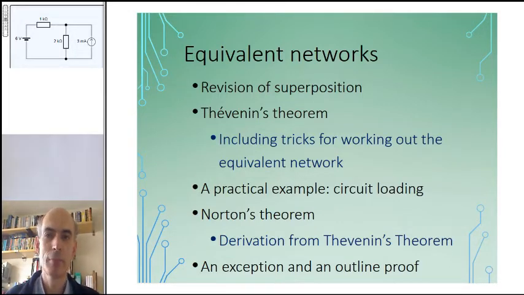Then, as well as doing a few examples, we'll look at some exceptions when equivalent networks don't exist, some simple cases where they do exist where you might not think they do, and an outline proof of Thévenin's theorem. We'll start with a revision of the ideas of linearity and superposition.